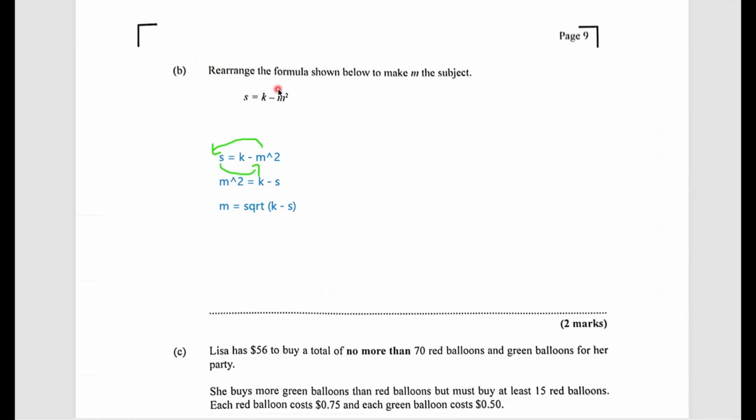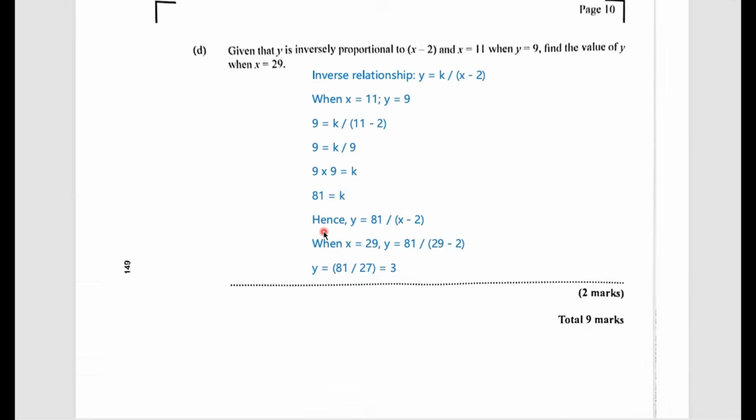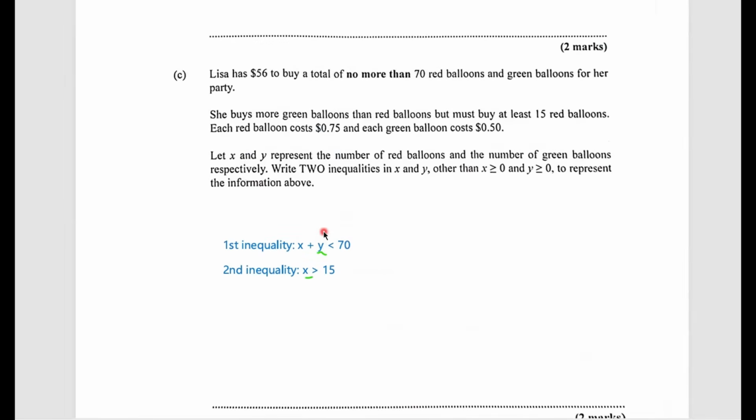Part B, so rearrange the formula shown below to make m the subject. S equal k minus m squared. What do we do? Well, we carry the minus m squared on your left side and carry the s on your right. You'll get m squared equal k minus s. The opposite of square is square root. I couldn't really get a sign, but you know it'll be square root of what? K minus s. You might be thinking, well, is this question done yet? No, it's going a little way more.